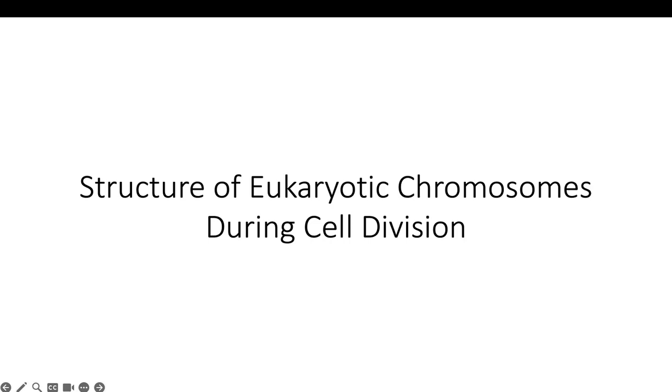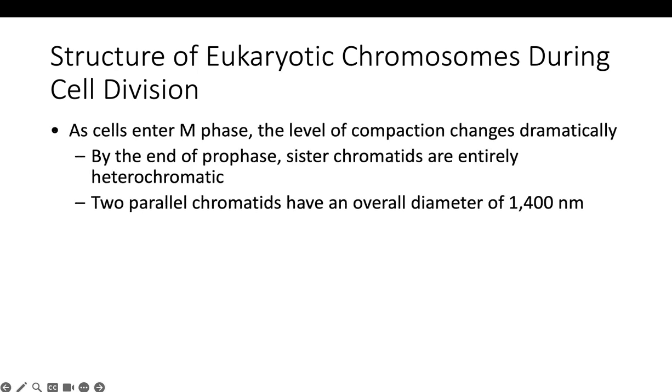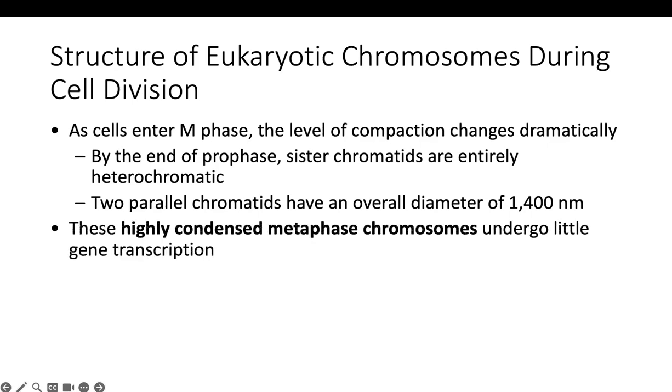This video will introduce the structure of eukaryotic chromosomes during cell division. As cells prepare to divide in M phase of the cell cycle, DNA must be dramatically compacted so that it can be efficiently moved to daughter cells. So, prior to M phase, our chromosomes undergo replication in the S phase, followed by additional compaction. During this process, nearly all of our DNA is in the form of heterochromatin and is thus not transcriptionally active.